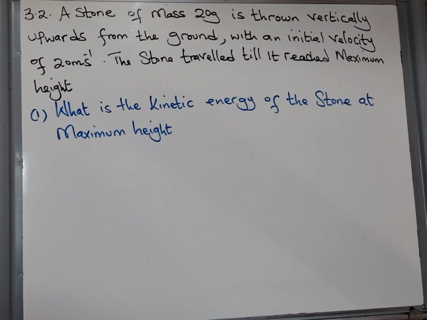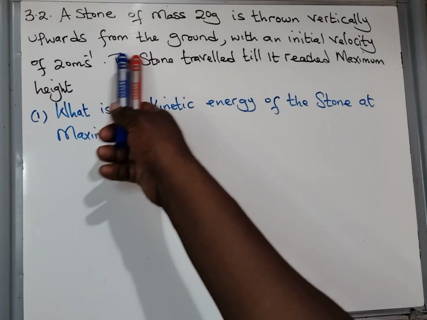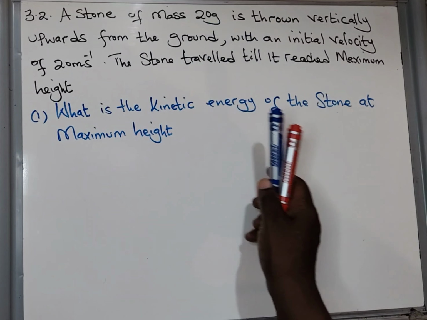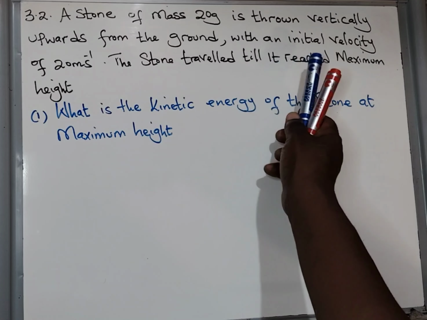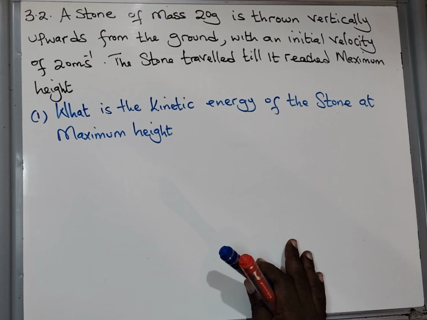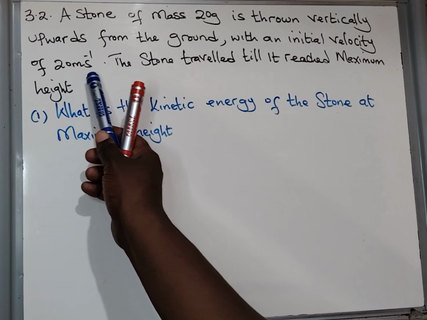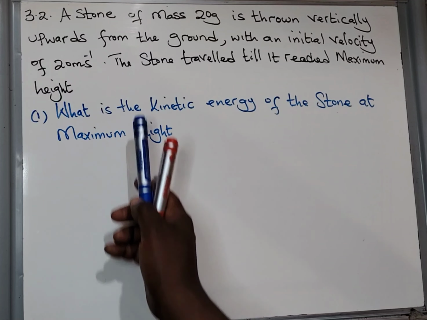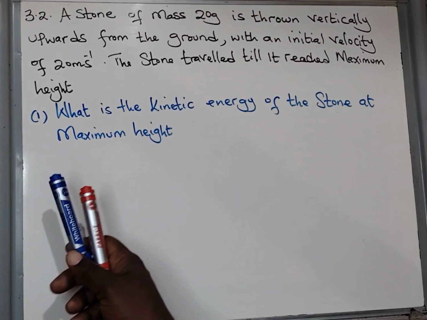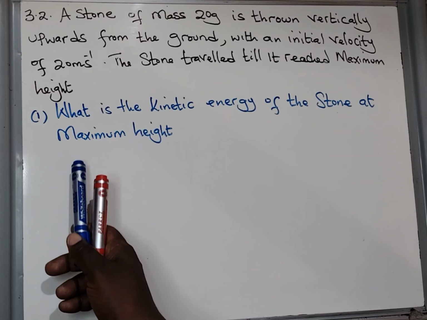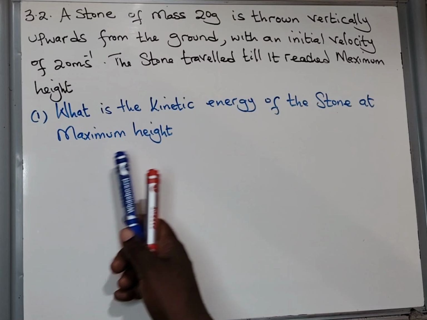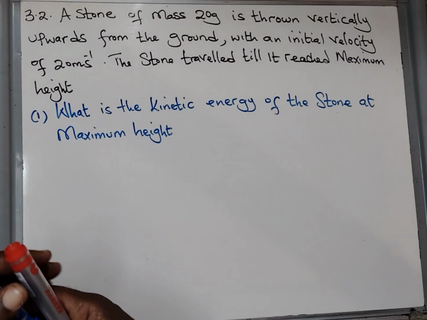Okay. Today we are looking at this question. It says that a stone of mass 20 grams is thrown vertically upwards from the ground with an initial velocity of 20 meters per second. The stone traveled till it reaches maximum height. What is the kinetic energy of the stone at maximum height?